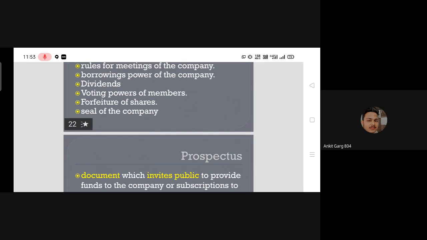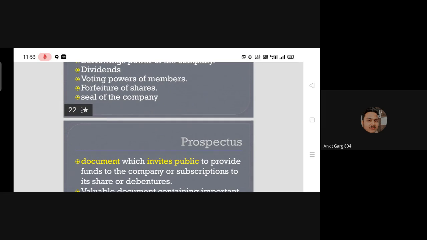We all know that the seal of the company is the identity that the company uses in its judicial problems and judicial cases. That is called the seal of the company.